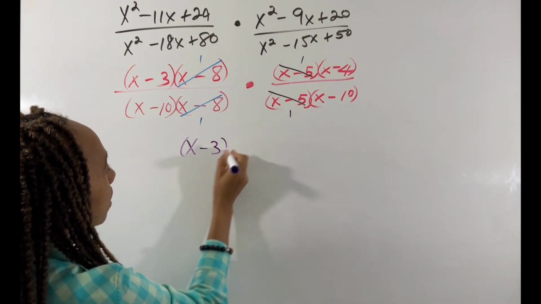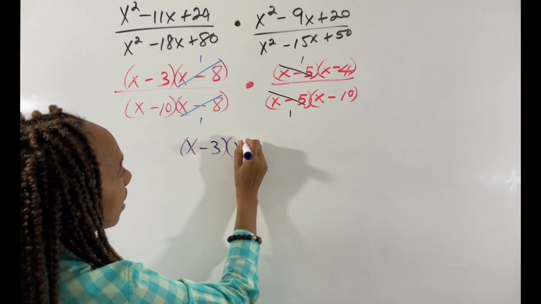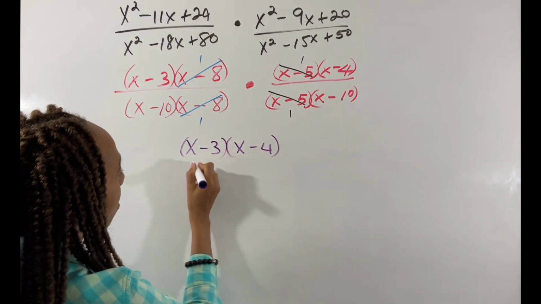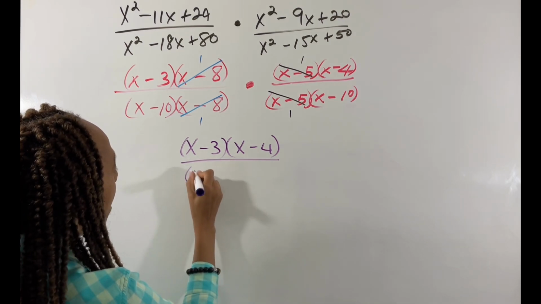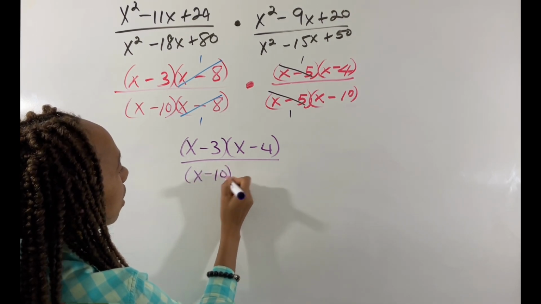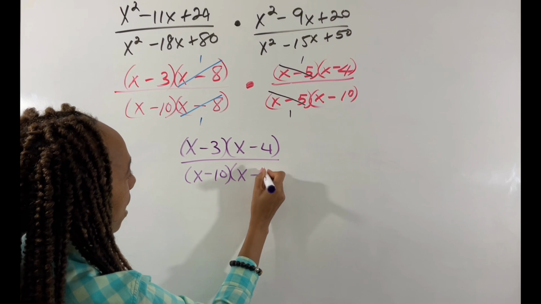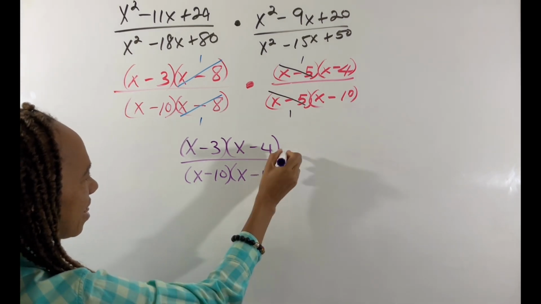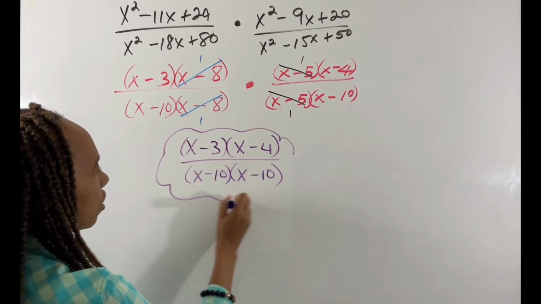And we're going to multiply it with x minus 4 right here. And we're going to put this over x minus 10, right? X minus 10. And that would be your answer.